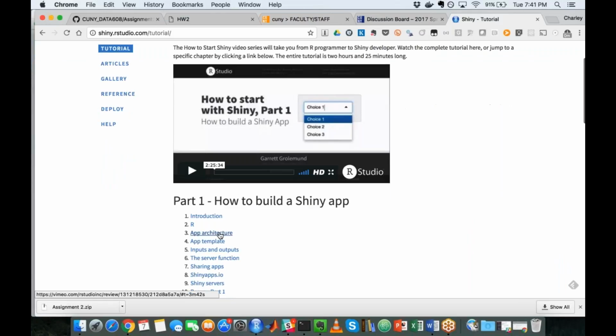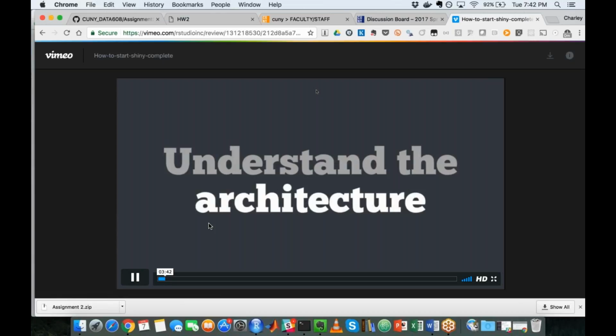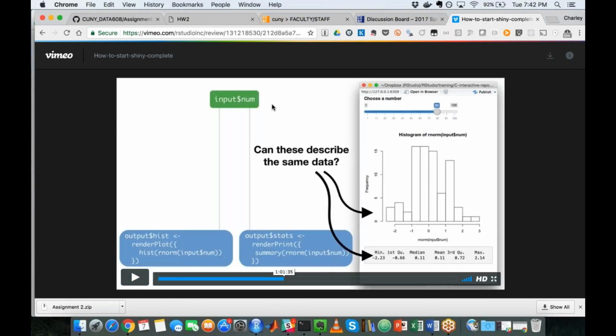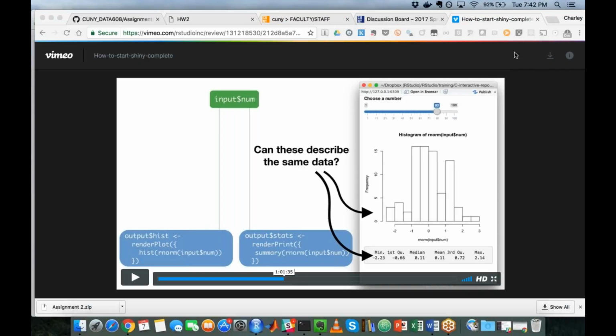When we're going in here, I think it's app architecture. So this is just the Shiny tutorial. And I think it's app architecture where, let me, so here, this is sort of where I got this example. So this is another good video that you could check out. And I posted the link to the tutorial.